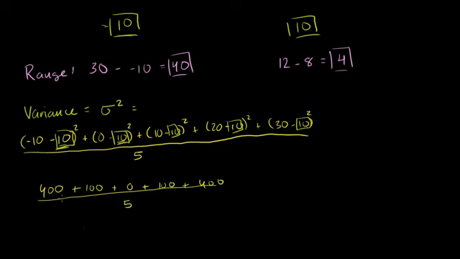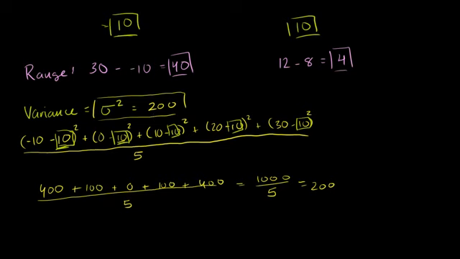And what do we have here? 400 plus 100 is 500, plus another 500 is 1,000. It's equal to 1,000 over 5, which is equal to 200. So in this situation, our variance is going to be 200. That's our measure of dispersion there.